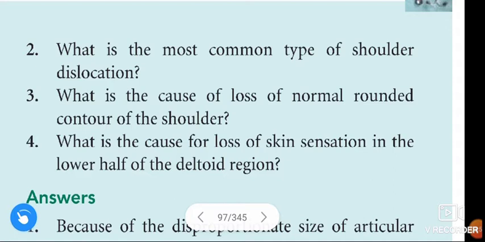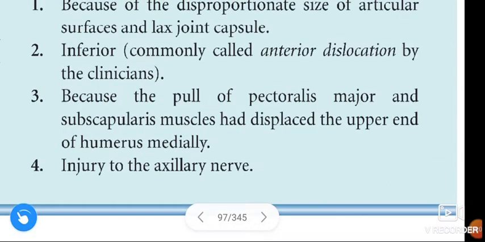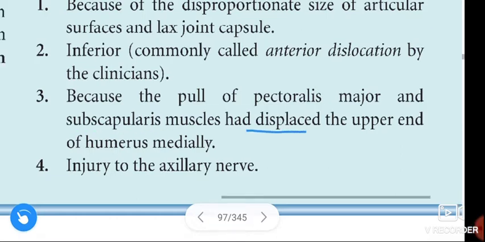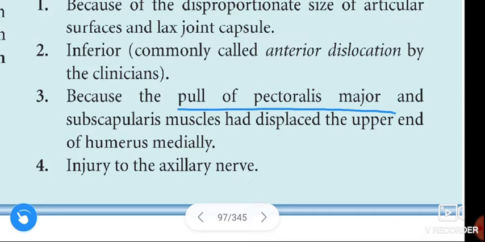And the third question is, what is the cause of loss of normal rounded contour of the shoulder? Because the pull of pectoralis major and subscapularis muscles had displaced the upper end of the humerus medially.